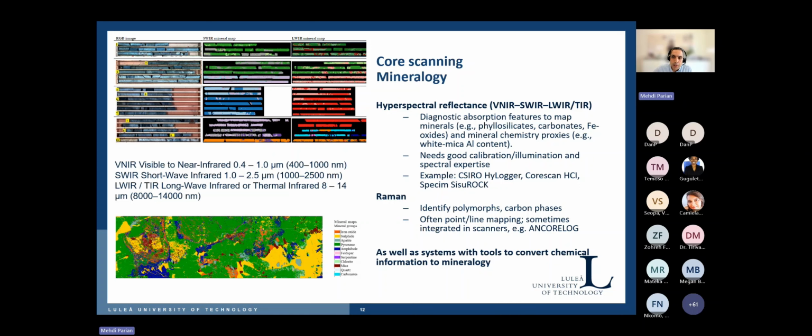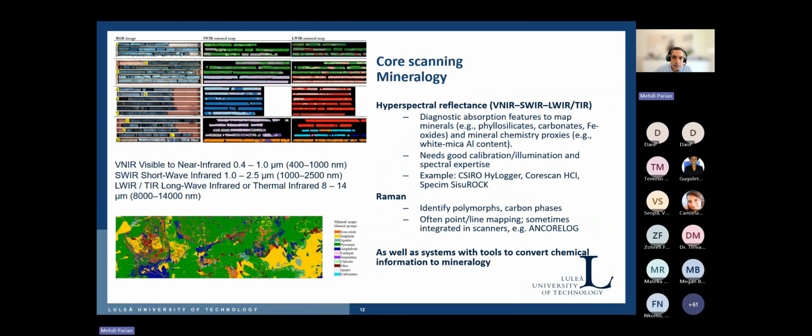Another mineralogical method is Raman spectroscopy, usually applied as point or line mapping, sometimes integrated into the larger scanning machines. It identifies and confirms minerals, including polymorphs such as calcite and aragonite, or hematite versus magnetite, and carbon phases like graphite, amorphous carbon, and diamond, through vibrational spectra. Comparatively, Raman is slower than other sensors, but it's very precise.